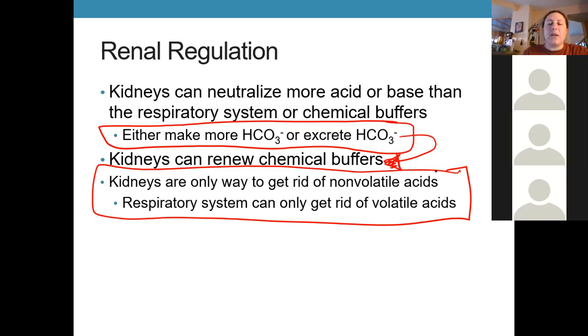It's the only way to get rid of acids that are not carbon dioxide. That's what non-volatile means. The respiratory system can only get rid of carbon dioxide-based acid, but the kidneys get rid of all the other organic acids that we're making through metabolic processes.